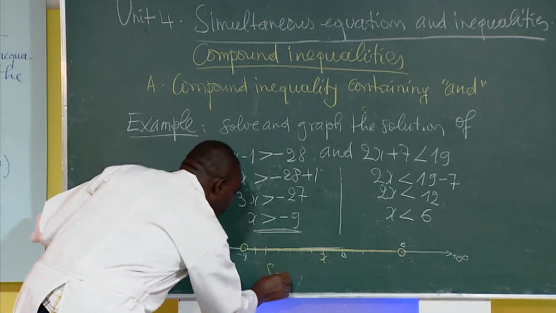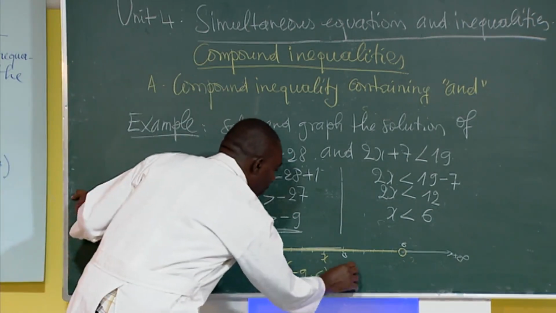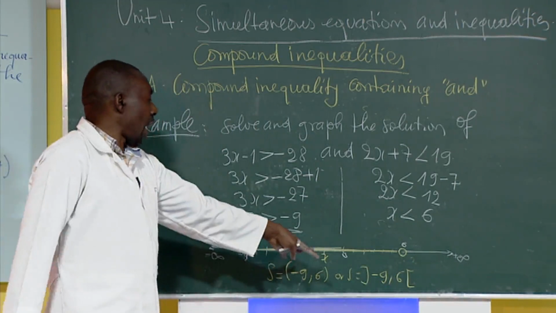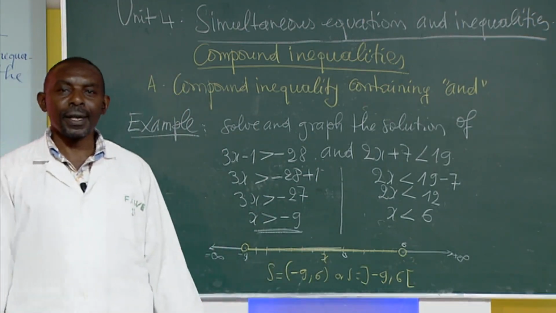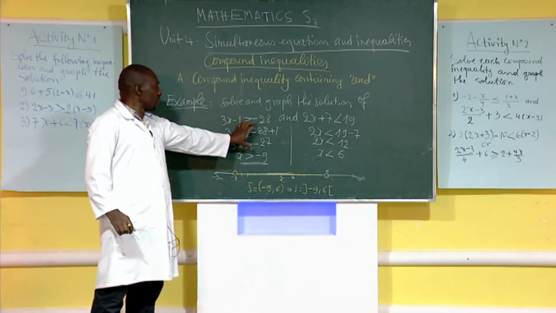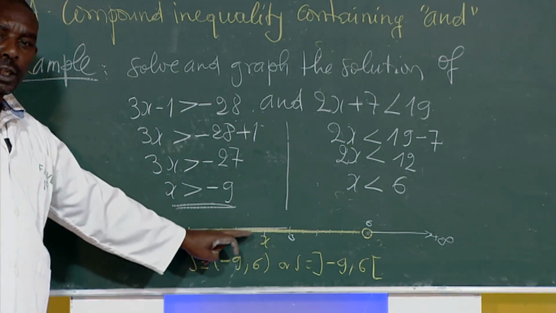This can be written like minus 9 up to 6, or minus 9 up to 6. These notations are the same. Are we together? Is it clear? Thank you very much. I give you a few seconds to write down this in your notebook. Are you done? So hurry up, please. Especially on the solution.